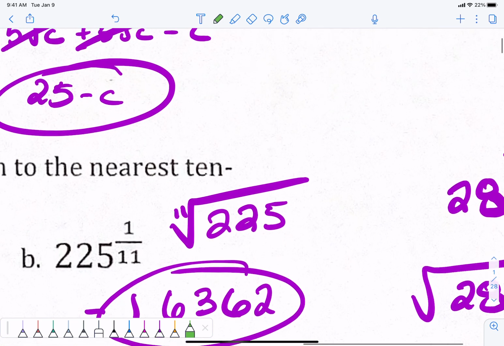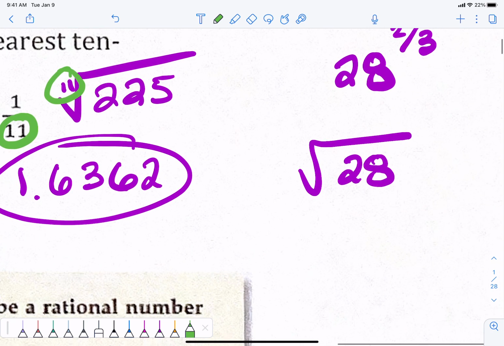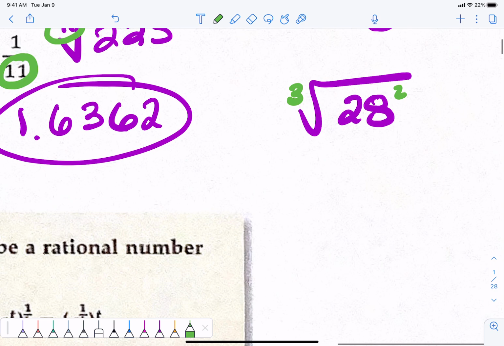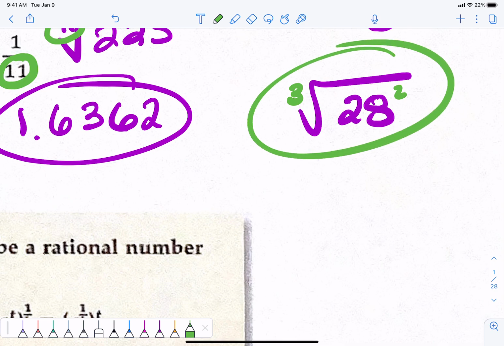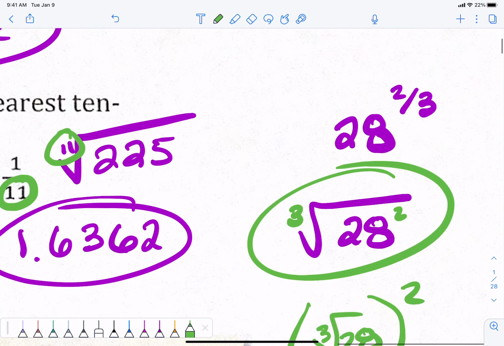Look over here. The 11 was on the bottom, and that's my root, right? So which root are we going to use over here? The cubic root. 3 goes here and the squared, 2, goes here. So you can take 28 squared and the cubic root of that, or this is actually the same thing as the cubic root of 28 squared. It doesn't matter which order you go in. So your bottom number is always your root. Your top number is your exponent. Root, exponent. Happy with that? Yep.